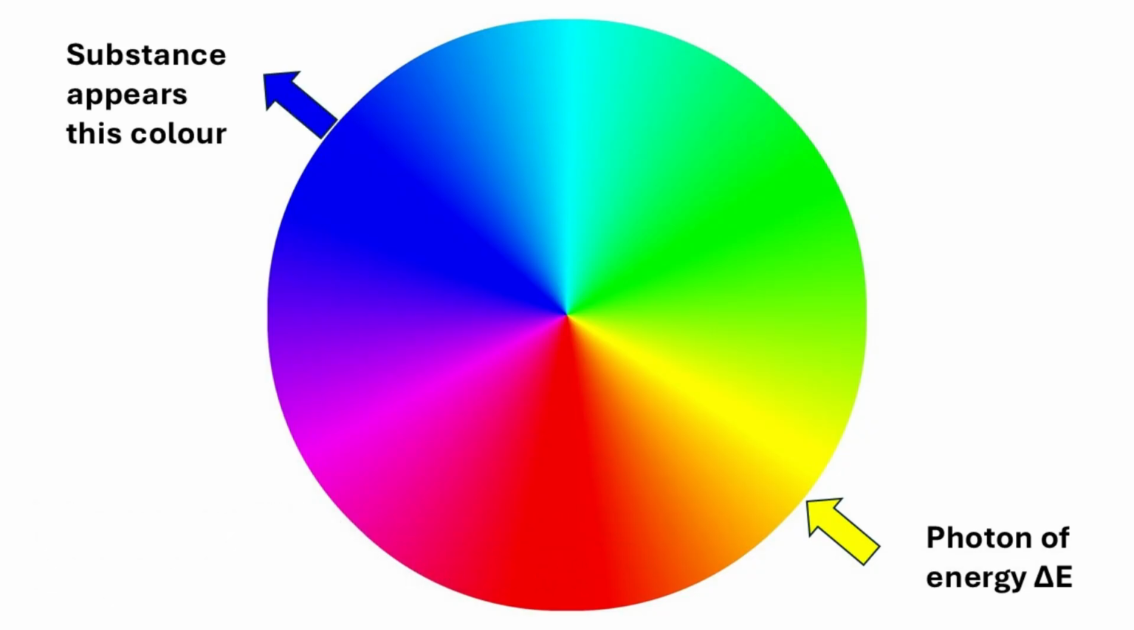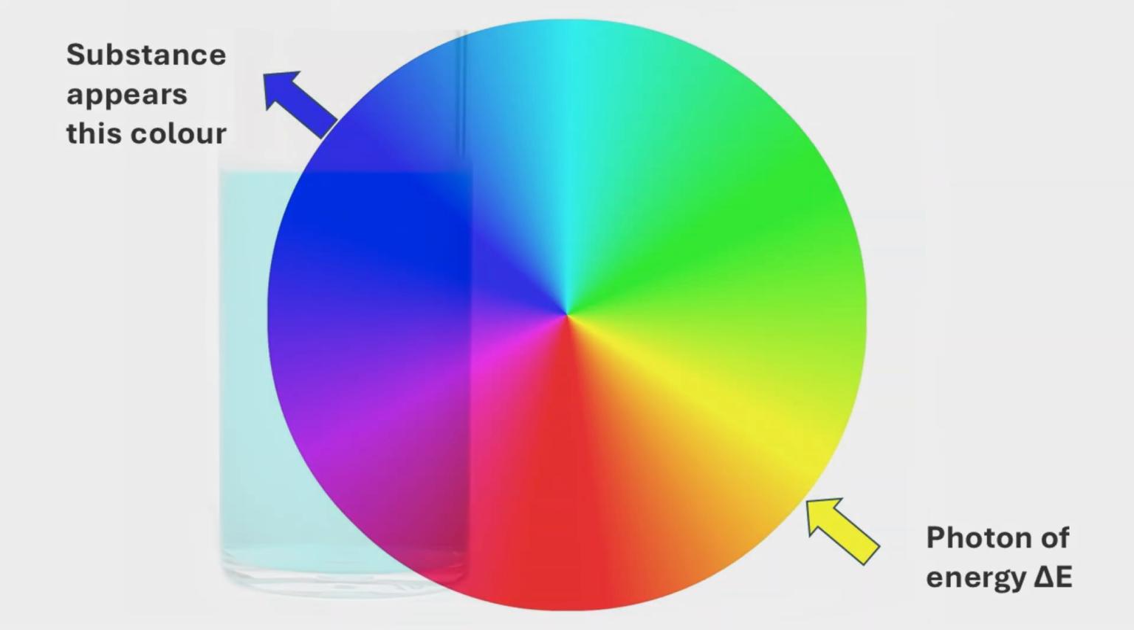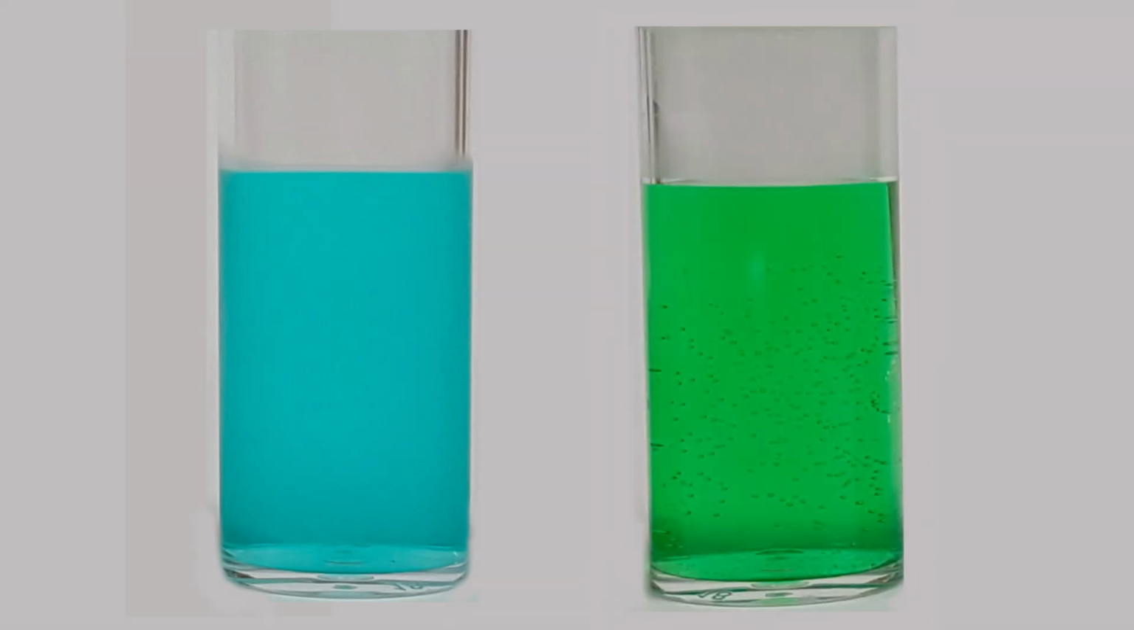The degree of splitting, and hence the energy gap and the colour, is affected by the ligand as well as the metal itself. Here you can see the familiar blue of copper ions in solution. These are complexed with water molecules. If however you add chloride ions, these displace some of the water ligands and you get a green solution.